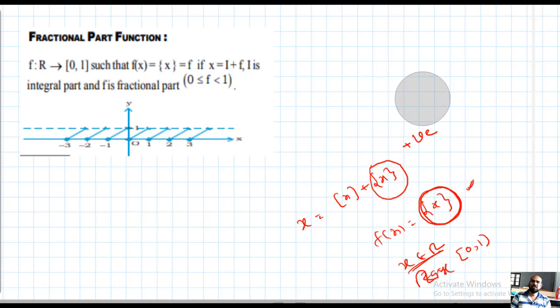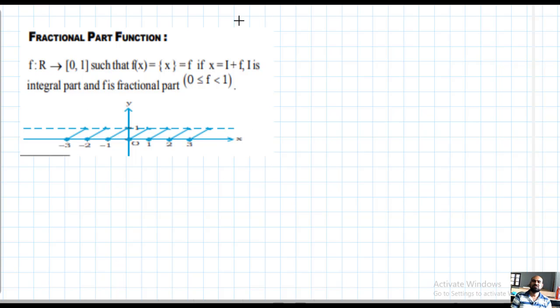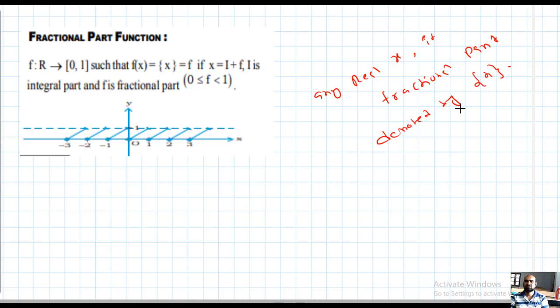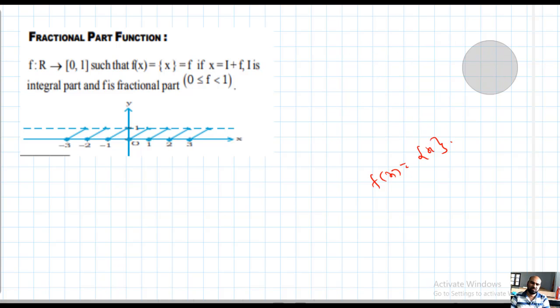I already explained, but again I want to explain. So listen, all of you. Any real number x, its fractional part is denoted by this. This is the function, or I can say f of x equals the fractional part function. Domain is all real numbers, range is closed 0 to open 1, and the fractional part is always positive. Okay, how to draw its graph?